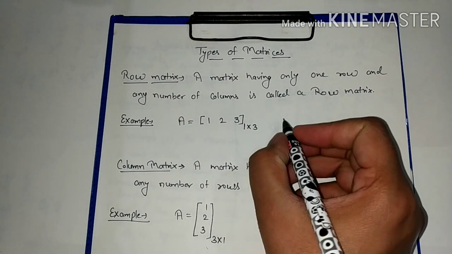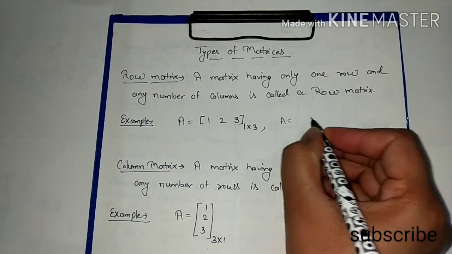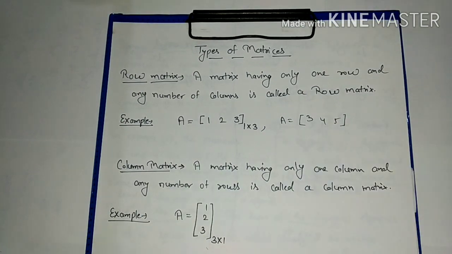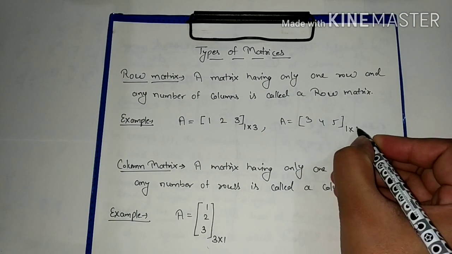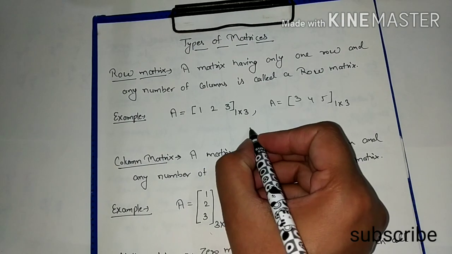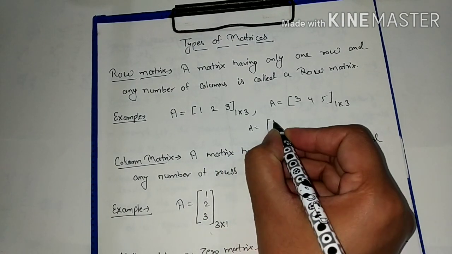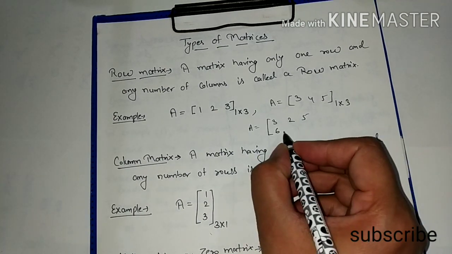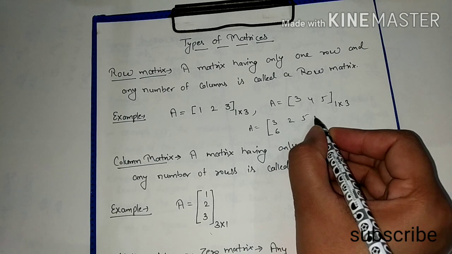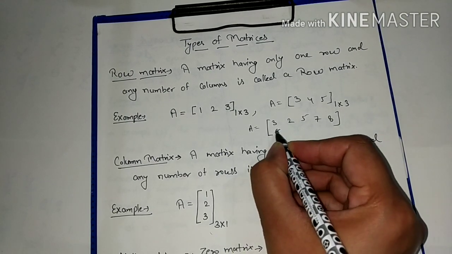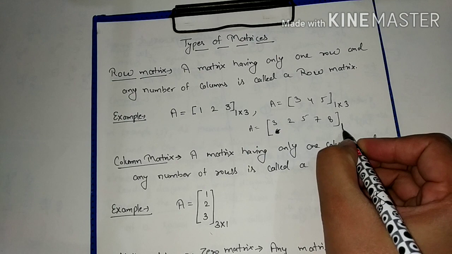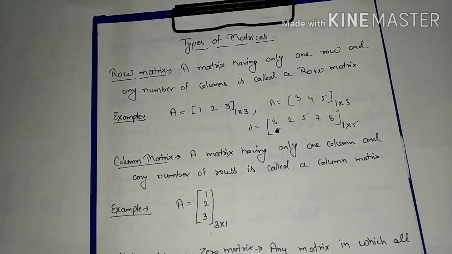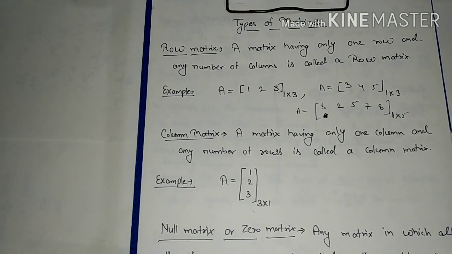We can write another example also. A equals 3, 4, 5. Order is 1 by 3. Another example, A equals 3, 2, 5, 7, 8. Rows 1 and columns 5. Order is 1 by 5. We can write many examples.